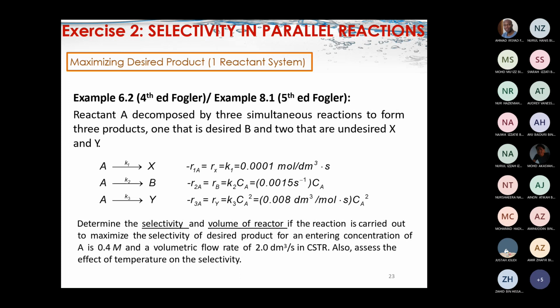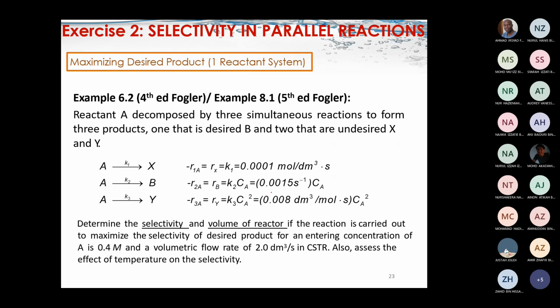Alright, okay. So sekarang ni look at this exercise. Okay, selectivity in parallel reactions. Okay, so the question is reactant A decomposed by 3 simultaneous reactions to form 3 products. Okay, that is desired B and 2 that are undesired X and Y. Okay, so sebenarnya soalan ni lebih kurang macam soalan yang sebelum ni lah yang kita buat tadi.